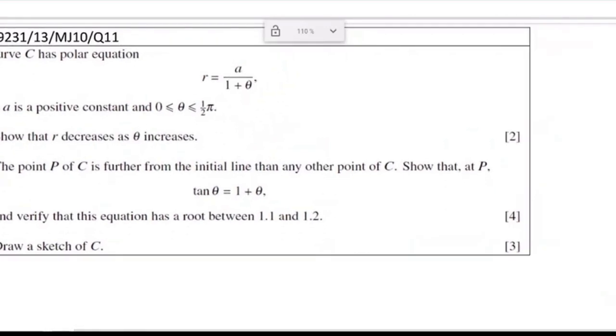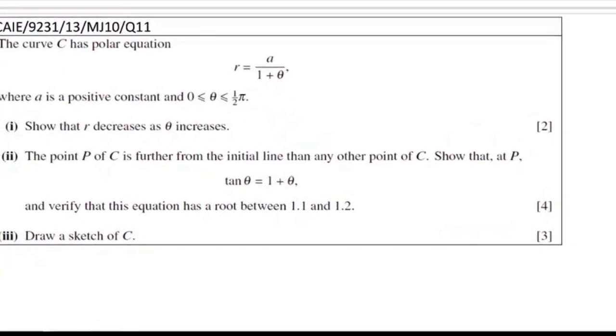So for this question, we can see that before they ask us to do the sketching in part 3, they ask us to do quite a lot of things. In part 1, it is to show that as theta increases, r decreases. So r is actually keep decreasing.